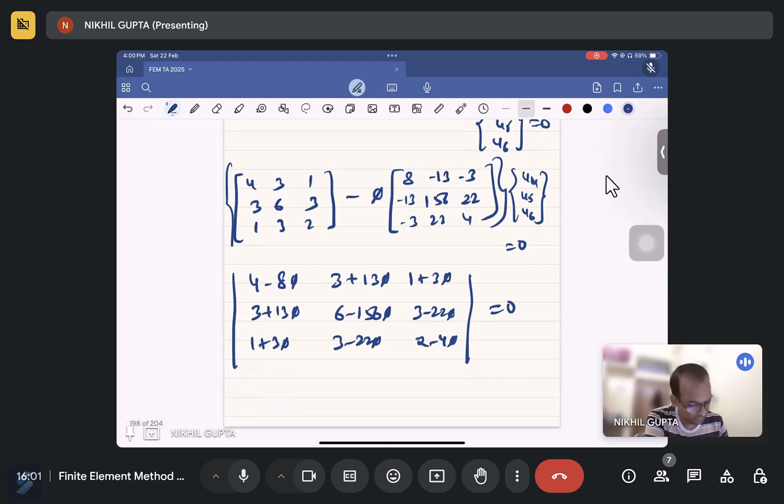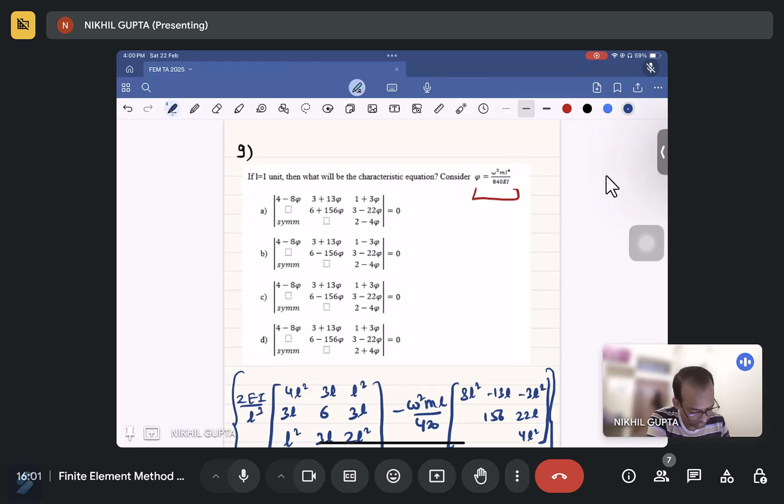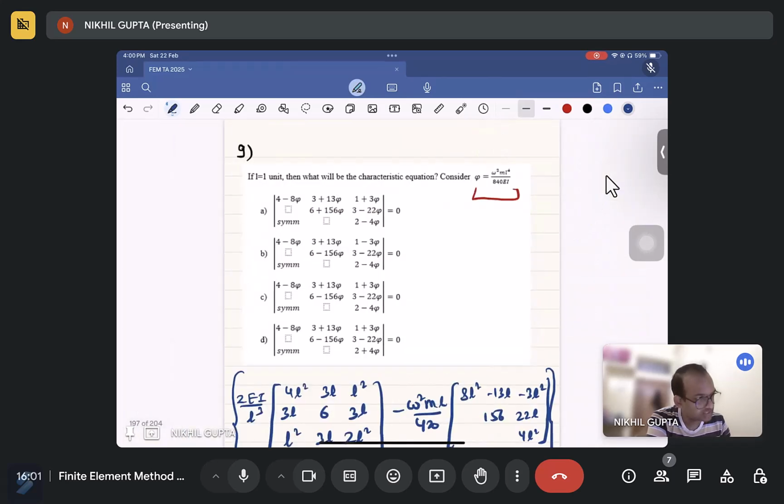So when you solve this, you will get... no, you don't have to solve it actually. This is the answer. Answer is C.